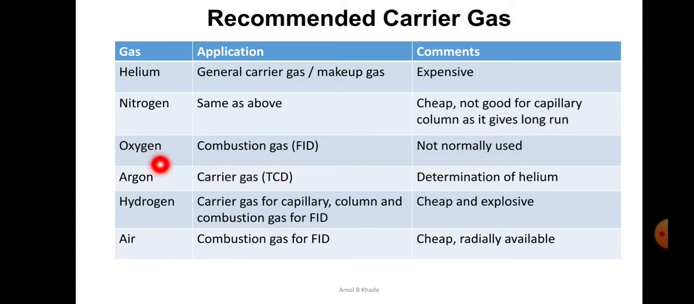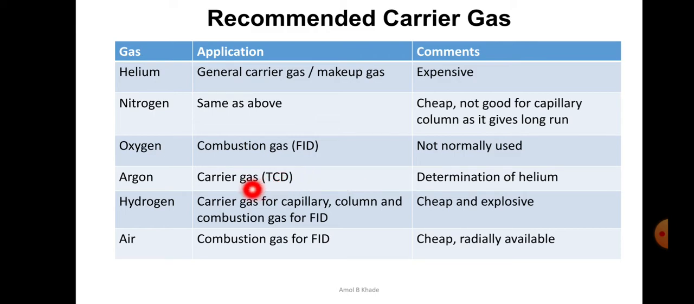Next one is oxygen. So oxygen, as we all know, is a combustion gas, and because of that we can use it in a FID detector. So if you are using the flame ionization detector in your instrument, then you can use oxygen gas. So this is how you have to use it complementarily. If you are using FID, then you have to take the combustible carrier gas, otherwise you have to add on the carrier gas during the detection, but this is not normally used because of the impurities and all.